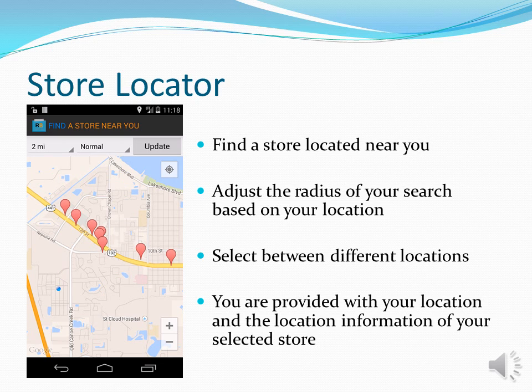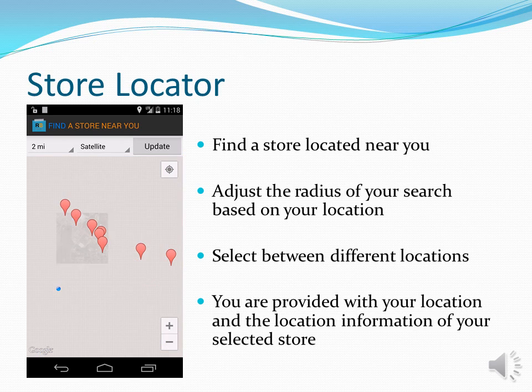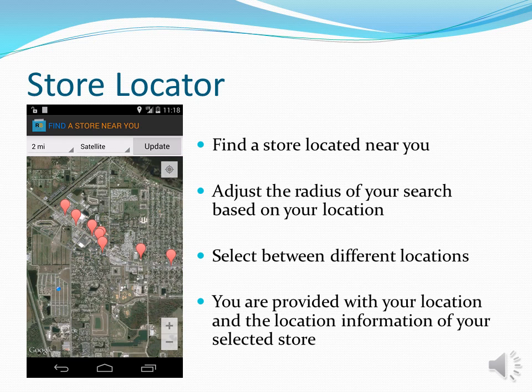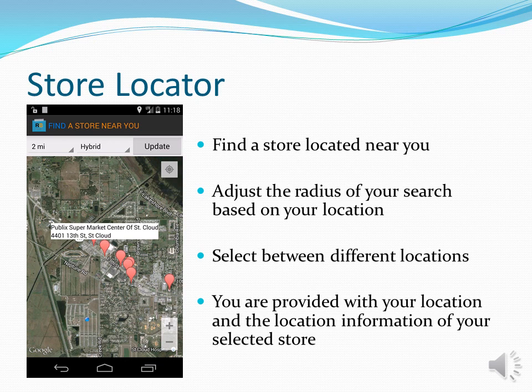In the upper center of the app, you'll see the layer selector. Now you can look at a normal view, which is a regular map, a satellite view, which will show you images, or a hybrid view, which will show you the satellite view but with an overlay of your street names. In addition, while you're on the go, you can press the Update button, which will update your current view. This concludes our store locator review, and we hope you enjoy Recipe Buddy.